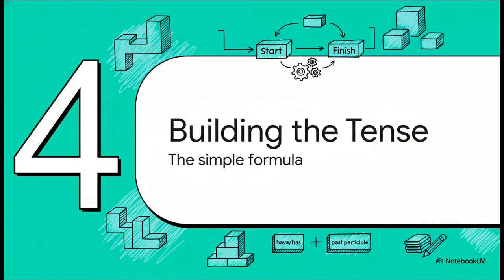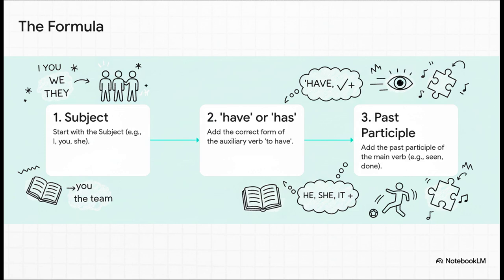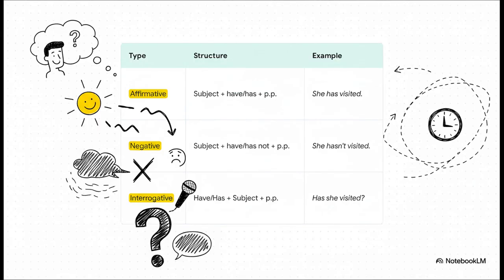Okay, so we've spent a lot of time on the why. Now let's get to the how. And here's the good news. Building this tense is actually the easy part. It's just a super simple formula. It's a simple 3-step recipe. First, you start with your subject. I, you, she, whatever. Step 2, you add have or has. Remember, it's has for he, she, and it. And finally, step 3, you add the past participle of your verb. Words like seen, played, done. That's it.